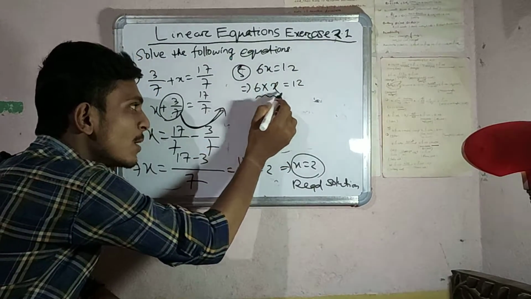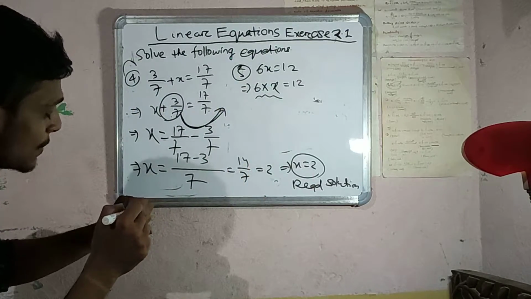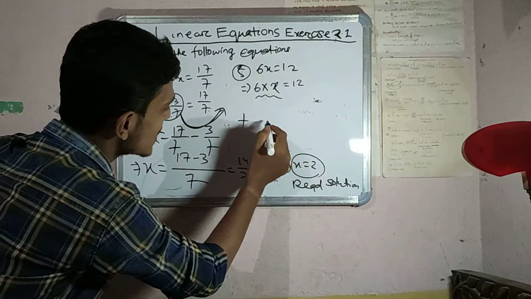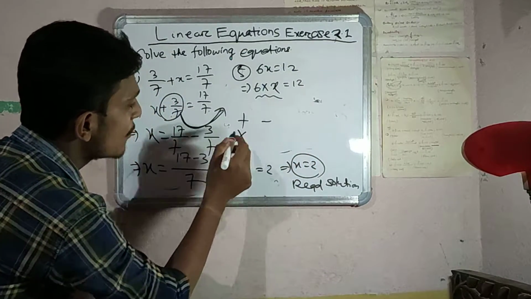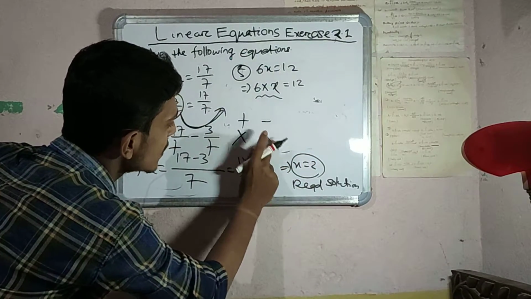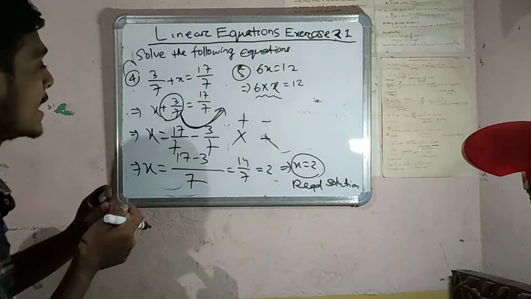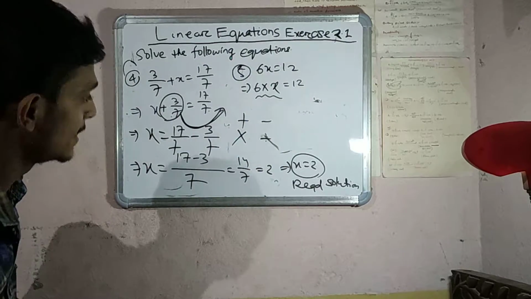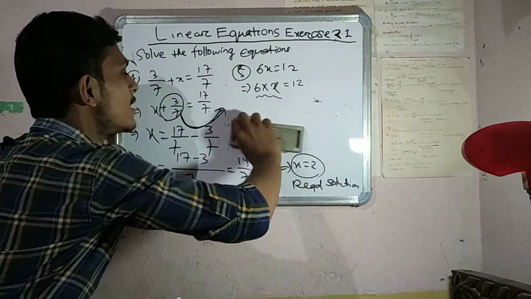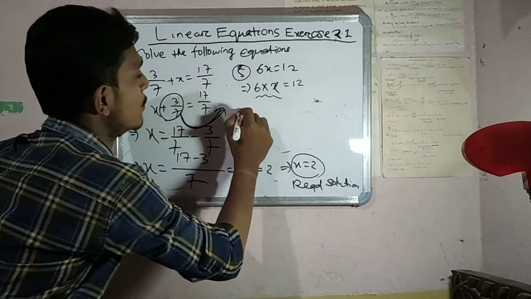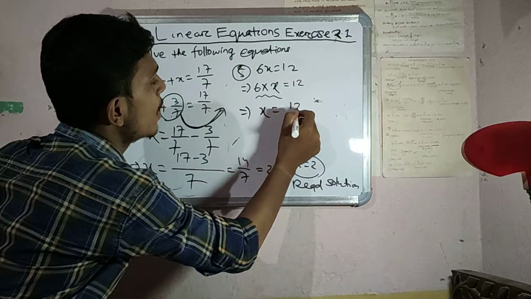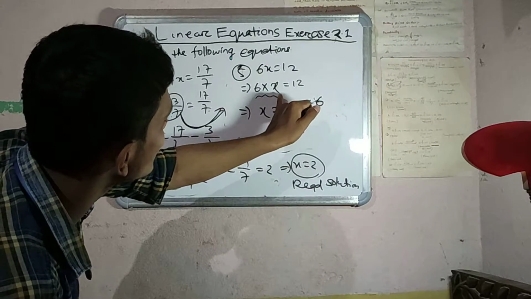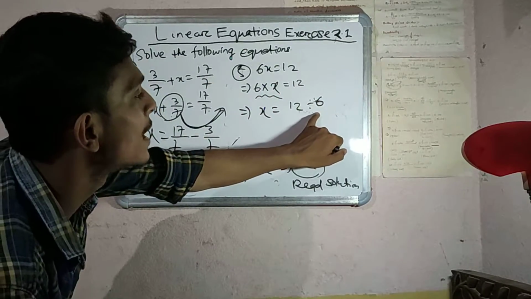If a number is multiplied, according to the principle of equation, plus becomes minus when we change the side, and multiply becomes division when we change the side. So in this way, if 6 is multiplied, then when it is transposed to the right hand side, we can write simply x is equal to 12 divided by 6. 6 is multiplied here, so when it is transposed to the right hand side, it is divided.